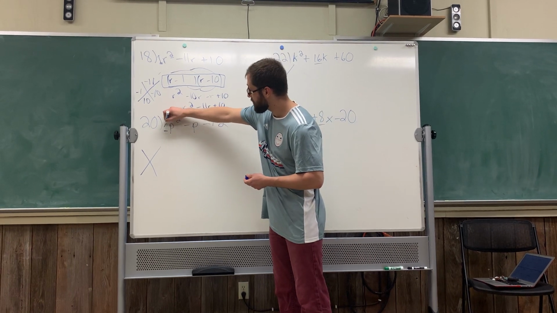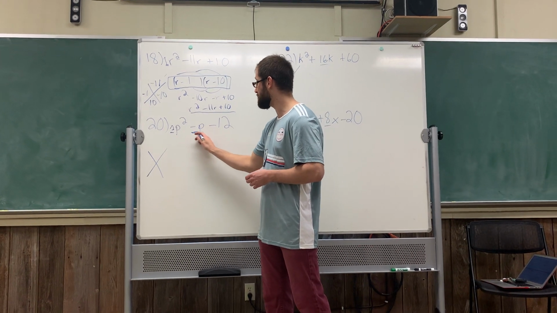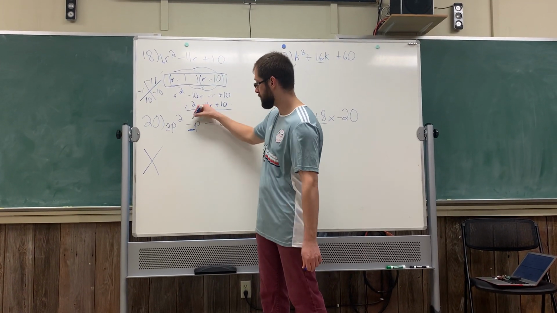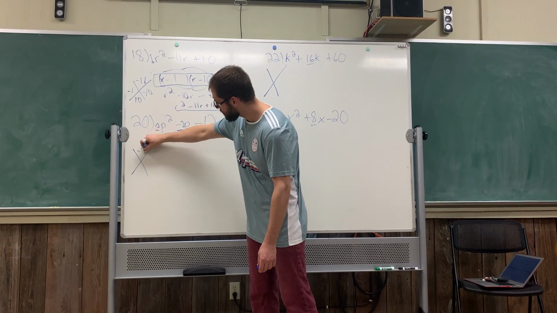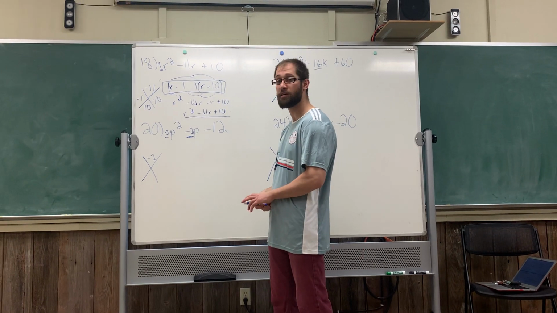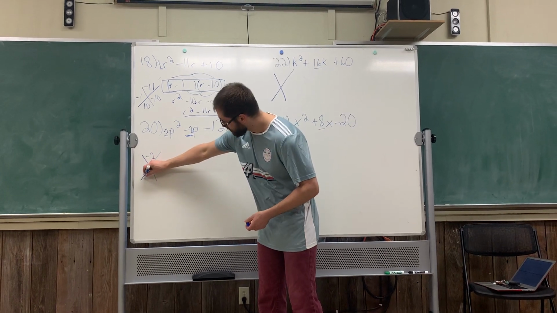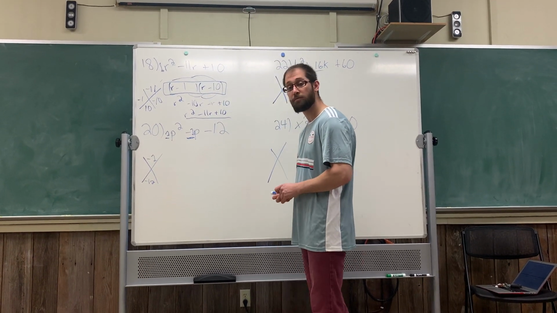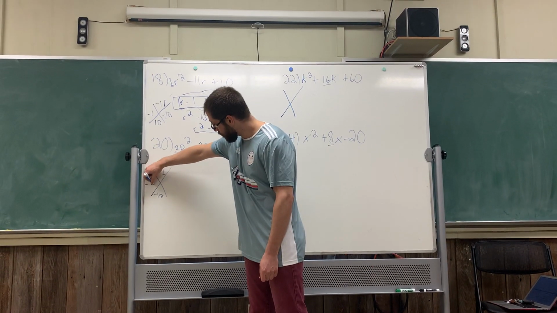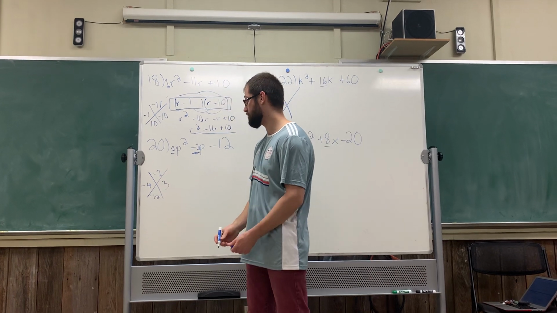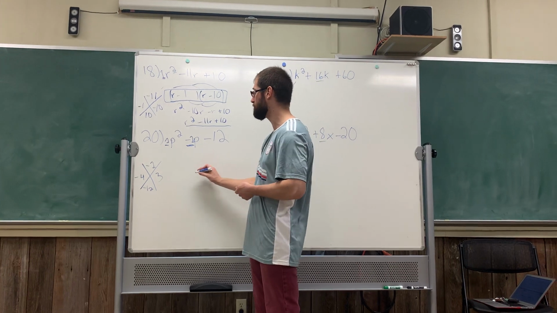I see that A is 1. If there's nothing there, that's 1. So now I'm going to put B on top. If there's no number here, it's 1, or in this case, negative 1 is there, right? We know that negative 1 is the coefficient in front of negative P. And C is negative 12. So what multiplies to be negative 12 and adds to be negative 1? What about negative 4 and 3? Negative 4 times 3 is negative 12. Negative 4 plus 3 is negative 1, right?